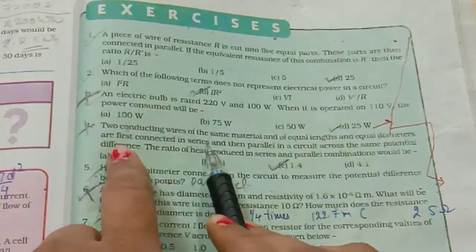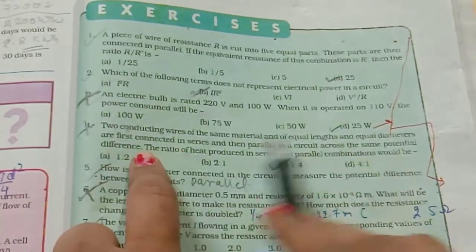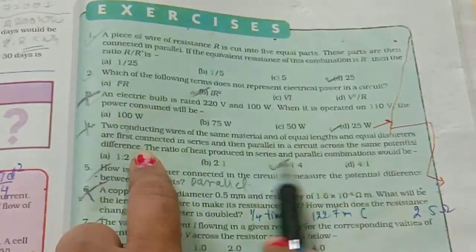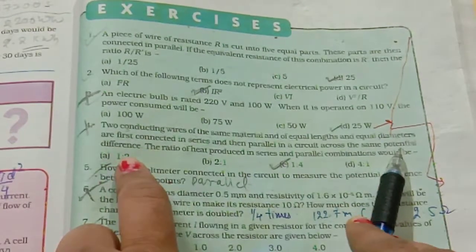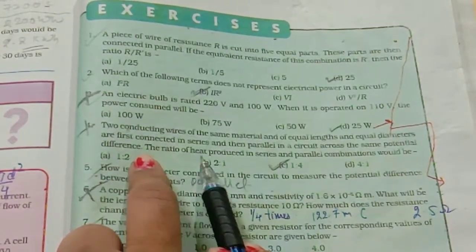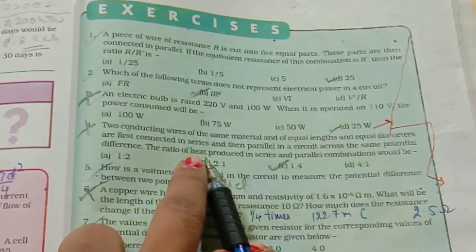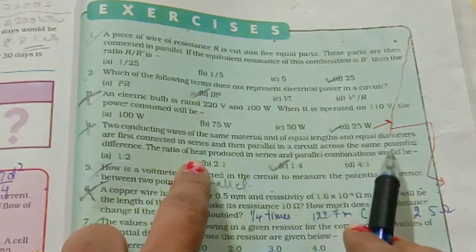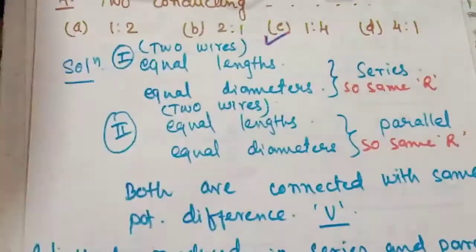Are first connected in series and then parallel in a circuit across same potential difference. Everything is same, material, length, diameter, and also connected with the same voltage, same potential difference. The ratio of heat produced, so here we will be going for the formula of heat. Heat produced in series and parallel combinations would be dash dash dash. Okay, so we will be solving this.